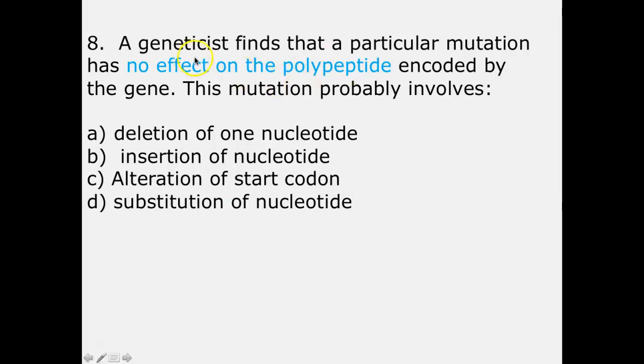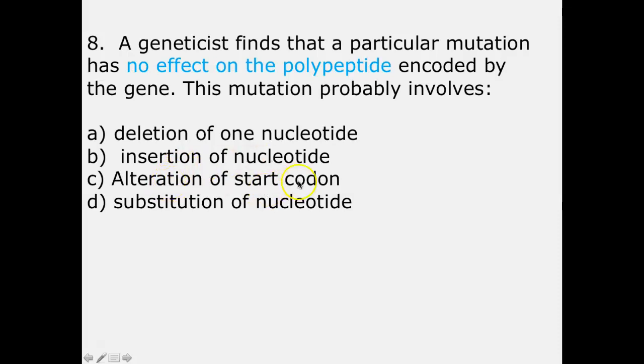All right, so let's answer this question. A geneticist finds that a particular mutation has no effect on the polypeptide encoded by the gene. This mutation probably involves what? So if you said letter D, this is correct. If it has no effect on the protein or on the polypeptide, that means that none of the amino acids changed. If you delete or insert a nucleotide, you're going to affect the codon, and you're going to affect every codon from that point on. A and B are frame shift mutations, so that cannot be an answer.